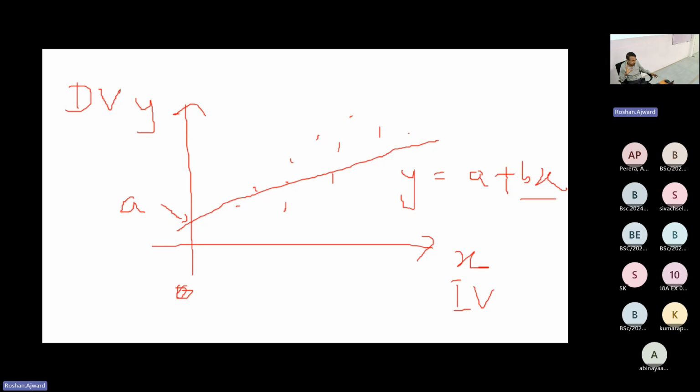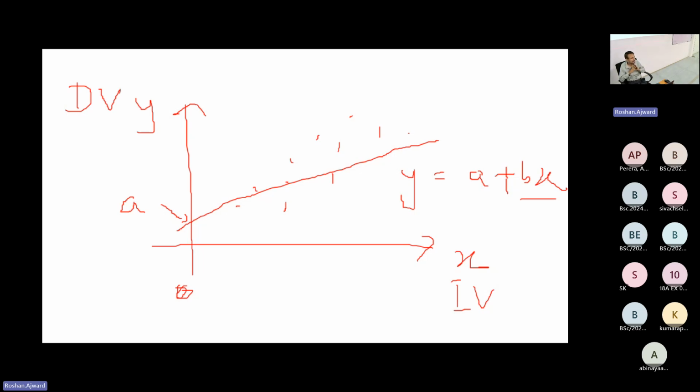Is it clear? These are taught to you at all levels. And now we are in a degree program, and I'm really sorry to have to go over it again. So this is what the intercept means.